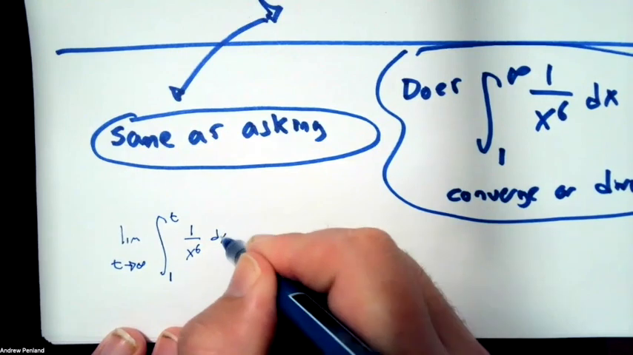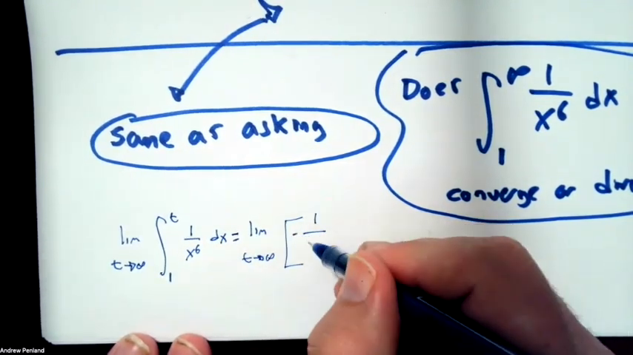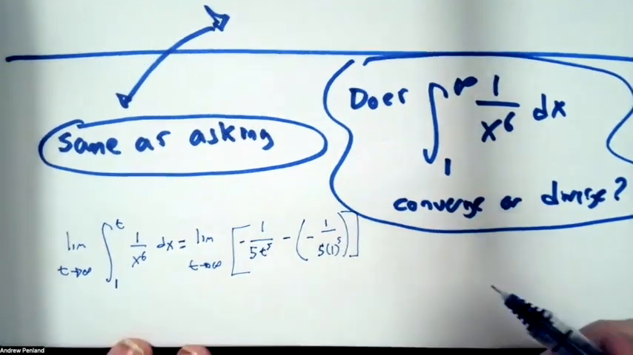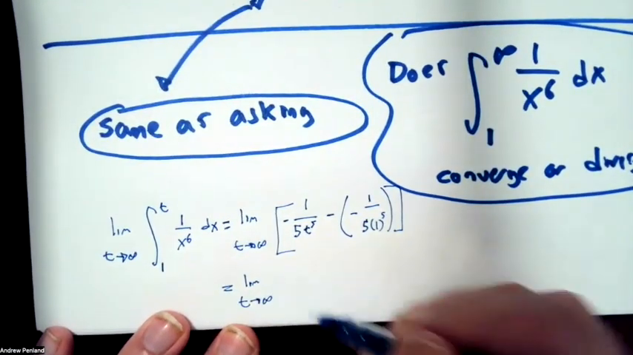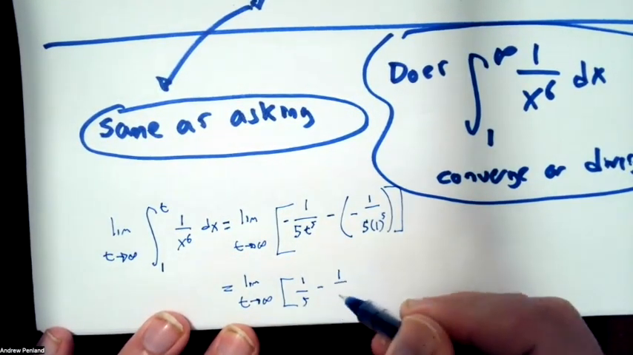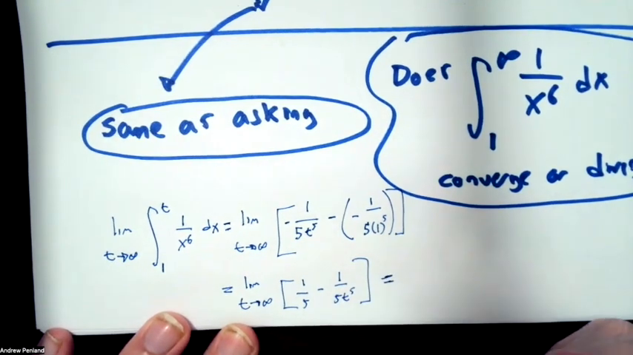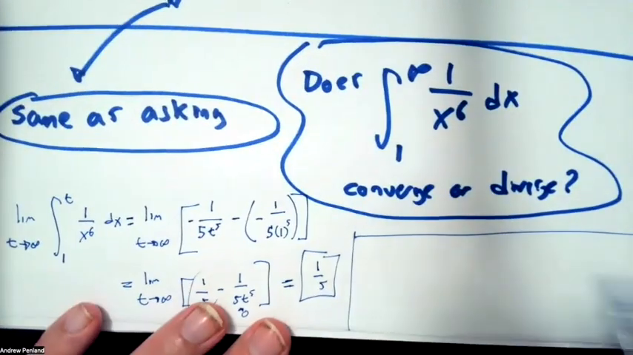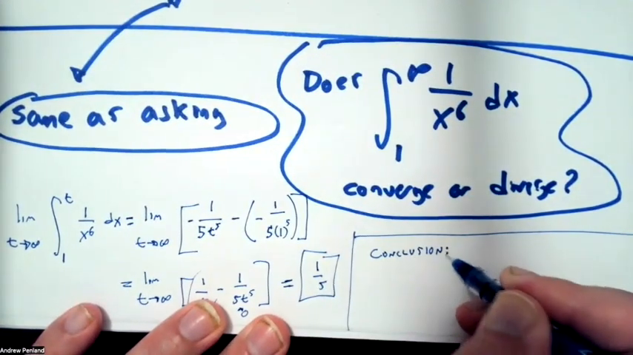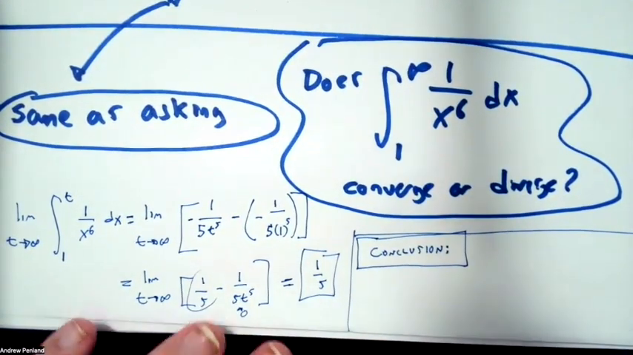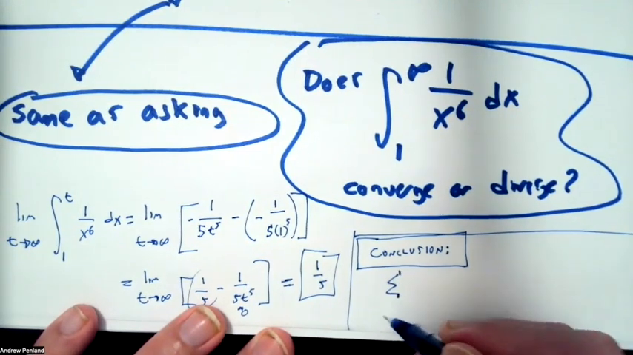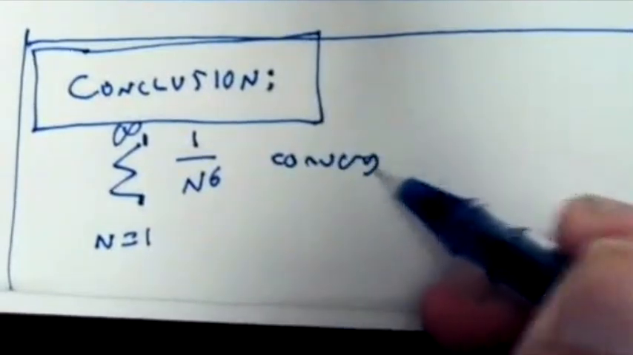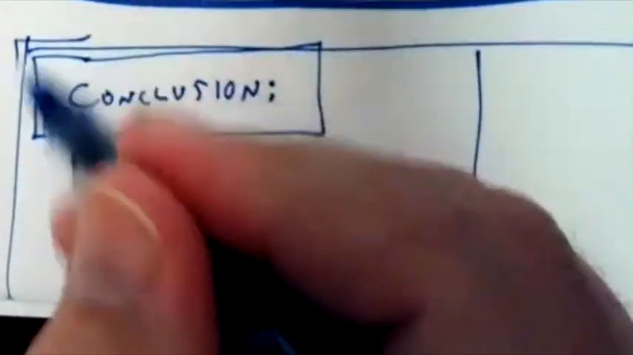So we work out the process for determining convergence of this integral. When we do, we see that this improper integral converges to 1/5. By the integral test, this tells us that the infinite sum converges, as well.